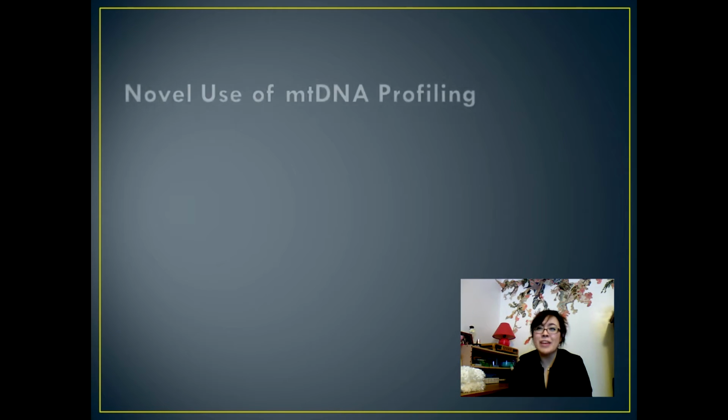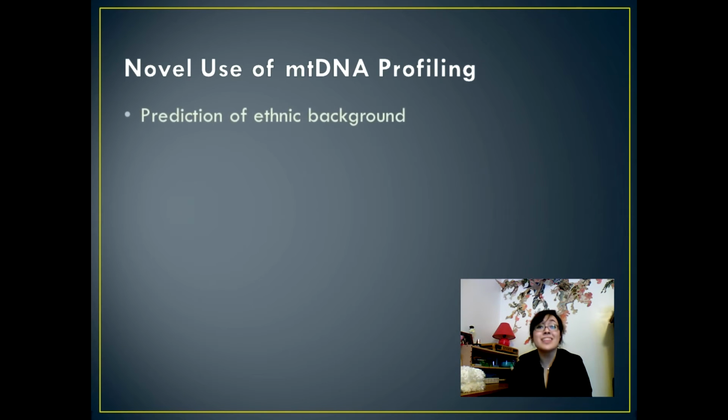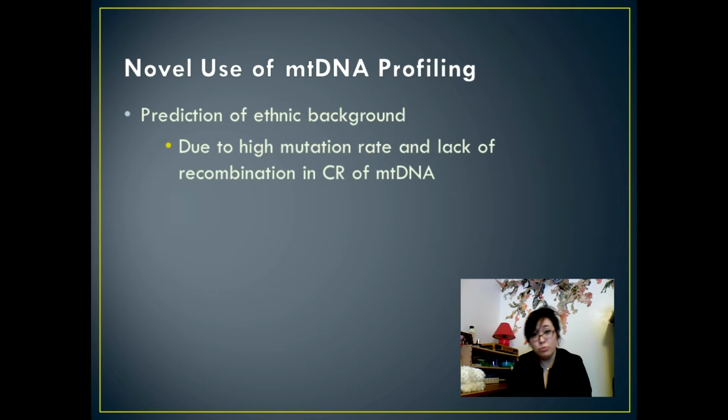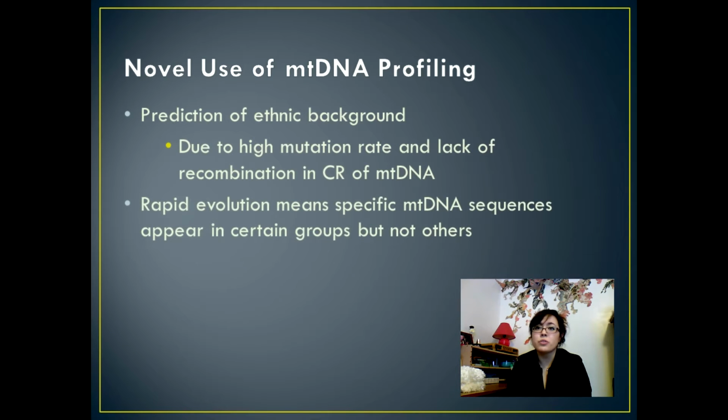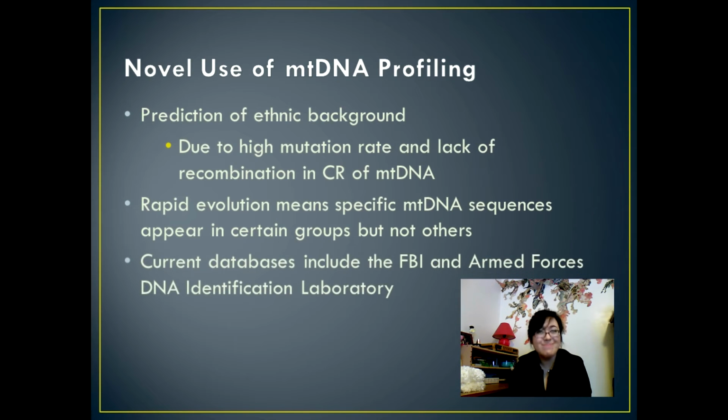One of the newer uses of mtDNA profiling is the prediction of the ethnic background of an individual. This is possible due to the maternal inheritance, high mutation rate, and lack of recombination observed in the control region of mitochondrial DNA. Because of the rapid evolution of the CR, specific mtDNA sequences are found in certain ethnic groups, but not in others. Forensic laboratories have put together databases to compile and evaluate the accuracy of the mtDNA sequences, including databases used by the FBI and the Armed Forces DNA Identification Laboratory.